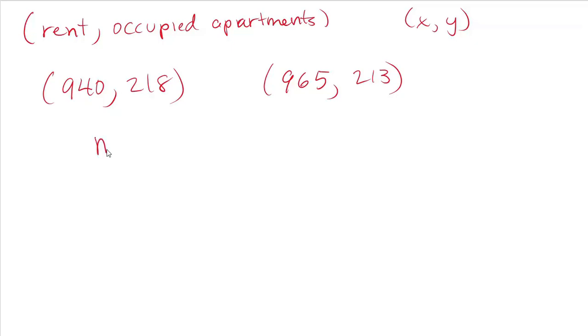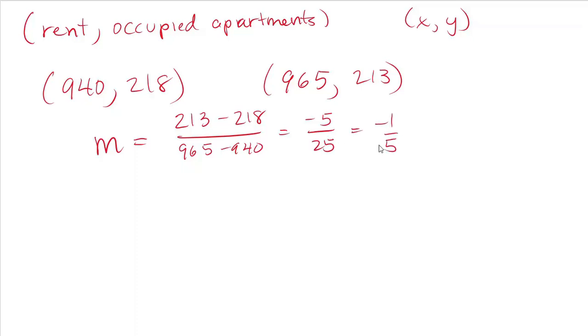First, I find the slope. The slope is 213 minus 218 over 965 minus 940. That's negative 5 over 25, which is negative 1/5. Now I can use point slope form. Y minus the y coordinate of either point, I'm going to use the first point arbitrarily, equals the slope, negative 1/5, times x minus the x coordinate of the same point. X represents the rent, y represents the number of occupied apartments.